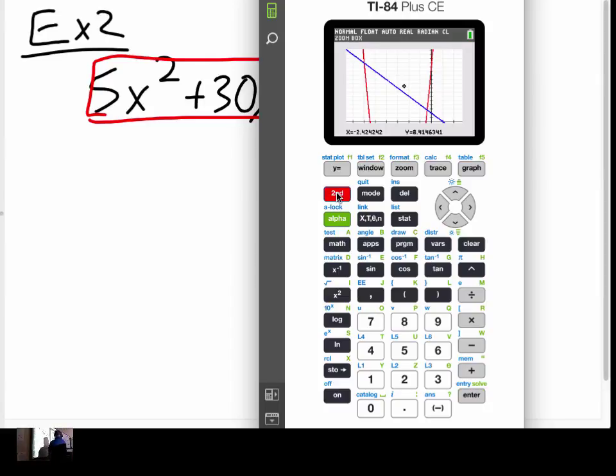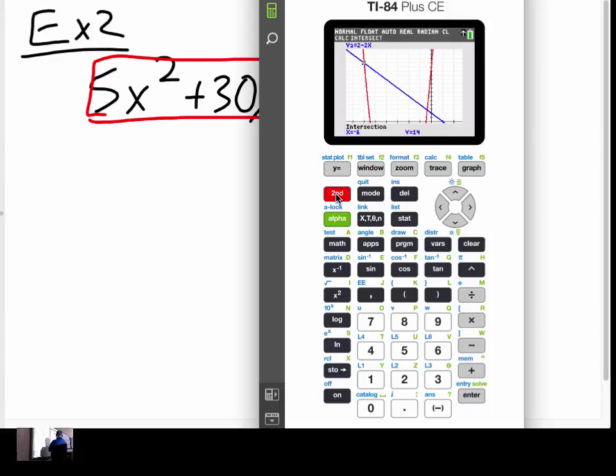This one's mine. So if I hit second trace and I go to intersect, I've got to scroll around till I get to this number here. It'll take a second. So I want to get this as close as I can to that. I'm going to hit enter, enter, enter, and it's going to guess. So when x equals -6, I have an intersection. That's the first one, right?